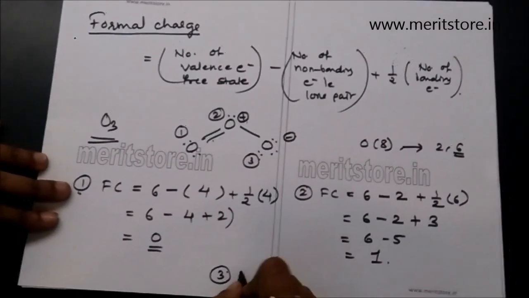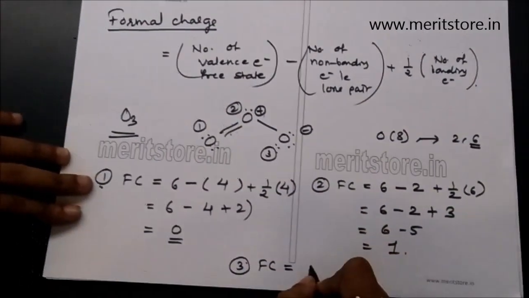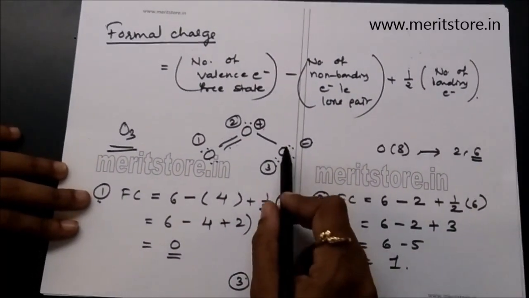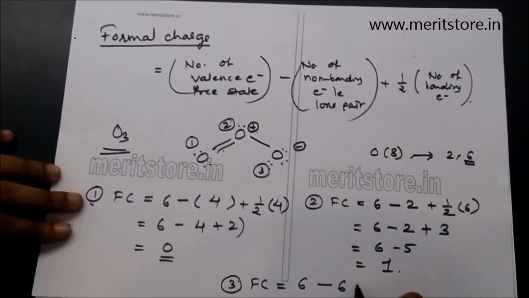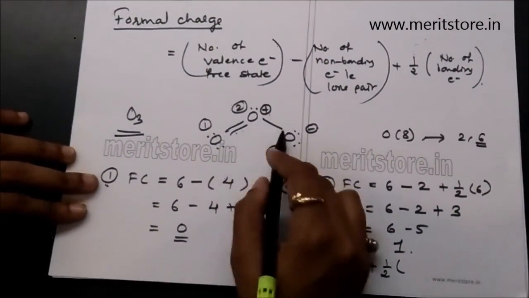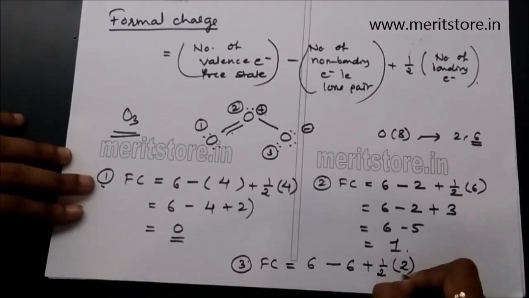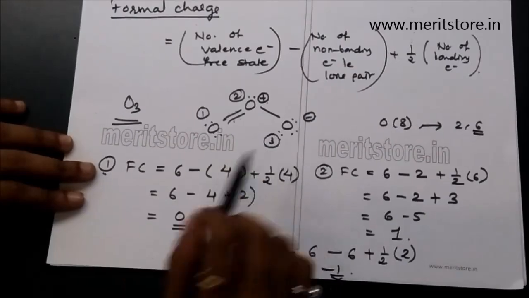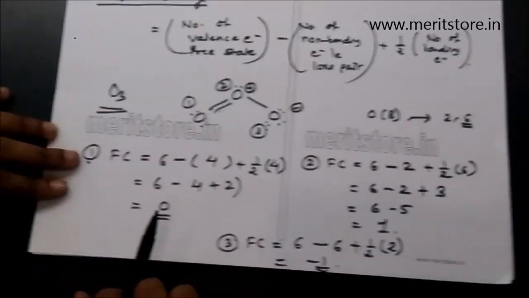While for the third one, the formal charge will be equal to the number of electrons in its outermost shell, 6, minus the lone pair electrons, which are 6, plus half into the number of bonding electrons, which are 2. So this will be total minus 1. So the charge on this oxygen will be minus 1.